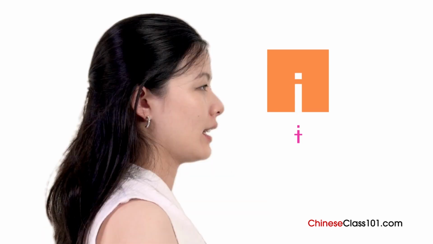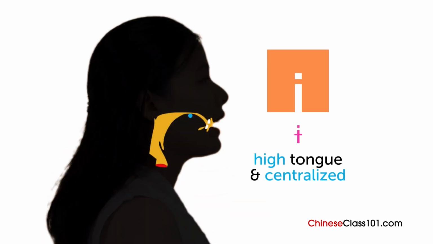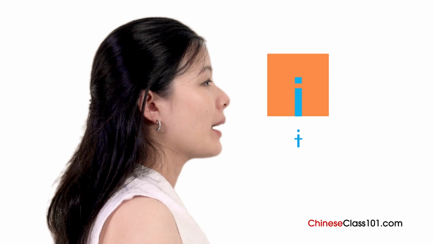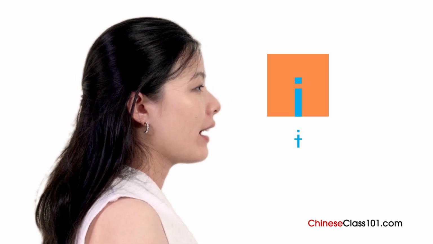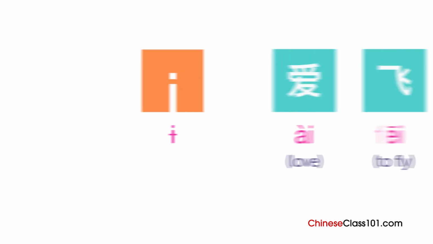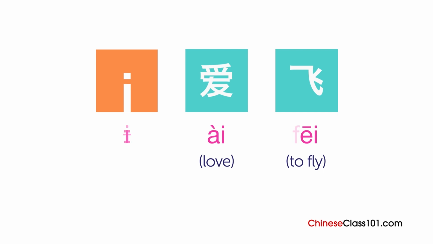When paired with the following, the I changes. 爱, 飞. It's identical to the short I sound in the word bit.